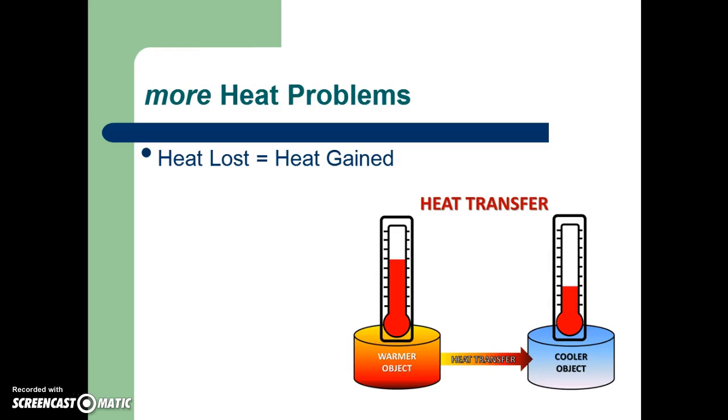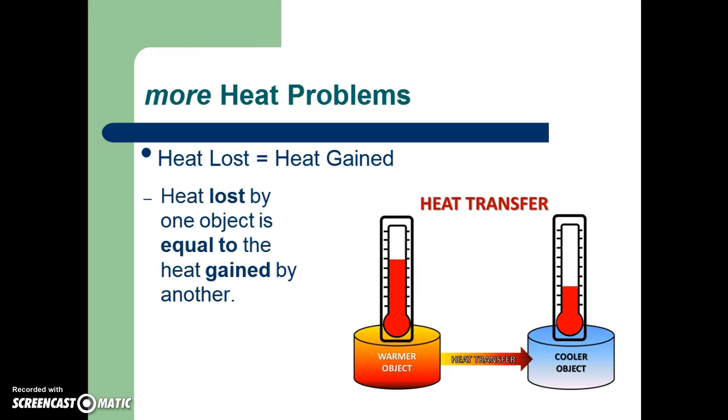All right. Heat lost is equal to heat gain. Let's talk about that for a second. So, two objects come into contact with each other. One's hot, one's cold. The heat that's lost from the hot one is the amount of heat that's gained by the cold one, so that they end up evening out. The heat lost by one object is equal to the heat gained by the other. It's called the law of conservation of energy.